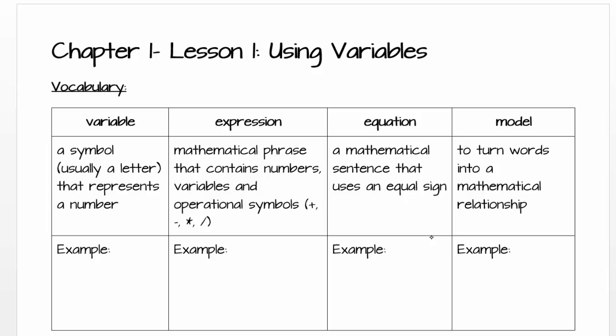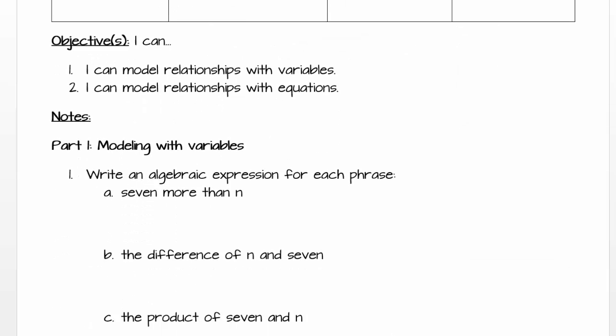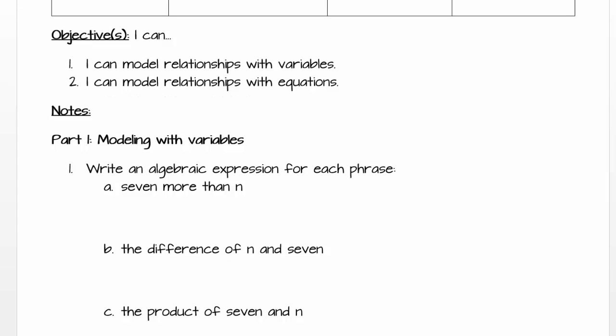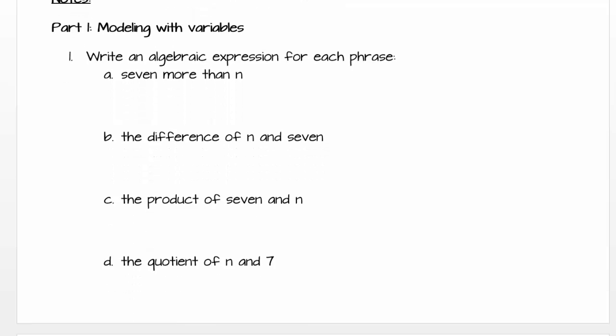So if we're in the world of language arts, you can think of an expression as more like a fragment. It's not all there, where an equation's an actual sentence. It's a complete sentence. And then the word model means to turn words into some sort of mathematical relationship. The 2 objectives for this lesson are that you can model relationships with variables and that you can model relationships with equations. So let's first do modeling with variables.